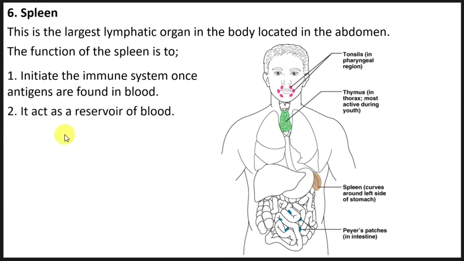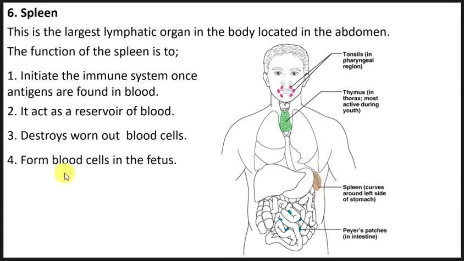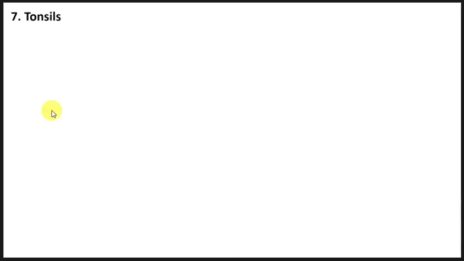Then number two, it acts as a reservoir of blood. So that's where blood is also saved. Then it also destroys worn out blood cells. So those blood cells which are worn out must be destroyed here. Then it also forms blood cells in the fetus. So in the womb, when the fetus is developing into a baby, the blood which it needs is formed in the spleen.